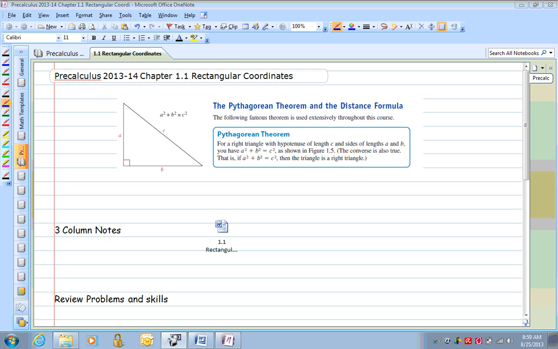So let's get started. This is 1.1, like I said, rectangular coordinates. We're going to talk first a little bit about the Pythagorean theorem and maybe just take a little bit of a twist on the way you look at the Pythagorean theorem. It's very familiar to you. It comes from geometry. We're going to make that tie in to our distance formula, which is mainly an algebra skill, because pre-calculus going into calculus is, of course, this great marriage between algebra and geometry.